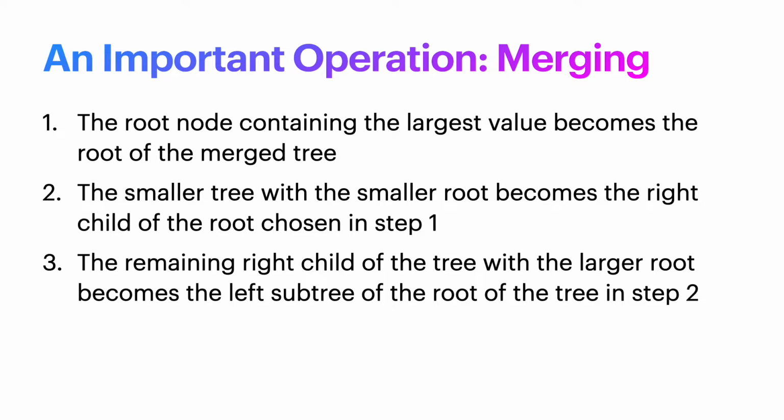Merging two weak heaps together is done in a few steps. First, the root node containing the largest value becomes the root of the merged tree. The smaller tree with the smaller root becomes the right child of the root chosen in step 1, and the remaining right child of the tree with the larger root becomes the left subtree of the root of the tree in step 2. Now that's a bit confusing without a visual, so let's go ahead and look at an example, and I think it'll become a lot more clear.